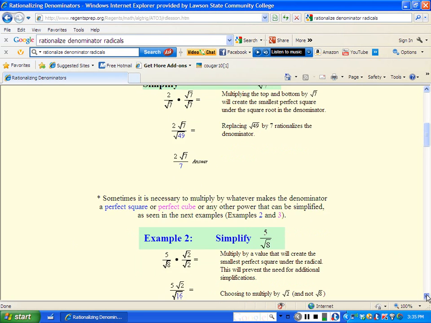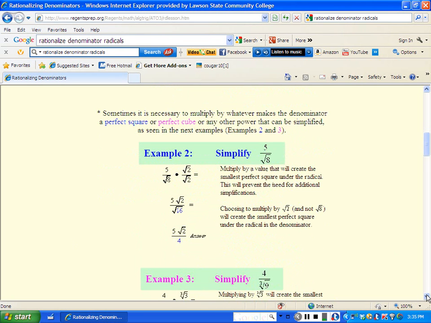Let's try another example. This little star says sometimes it is necessary to multiply by whatever makes the denominator a perfect square or perfect cube or any other power that can be simplified, as seen in the next example. So we have 5 divided by the square root of 8.